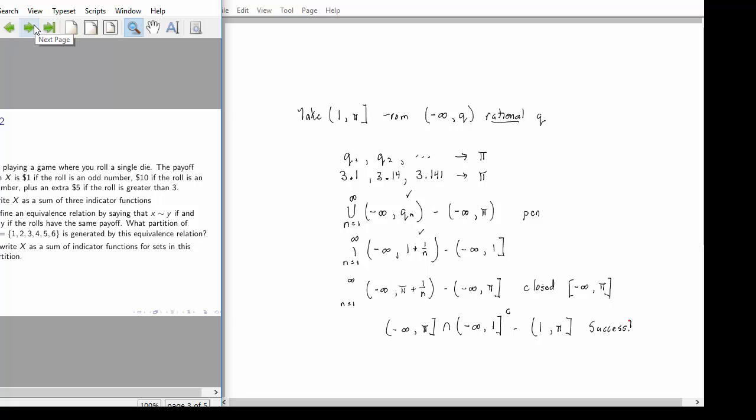Next problem. Here's a simple game with dice. You roll a die. You get $1 if the roll is odd. You get $10 if the roll is even. And you get a bonus of $5 if the roll is greater than 3. And my first challenge is to write this as a sum of 3 indicator functions.